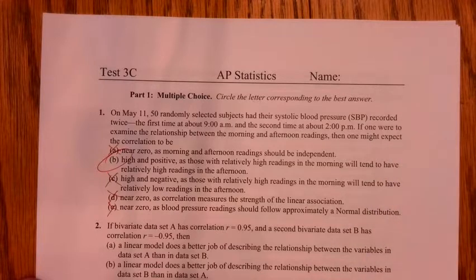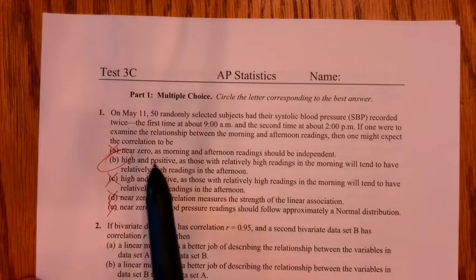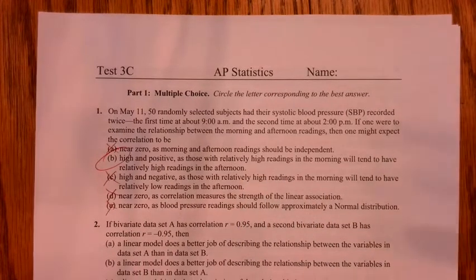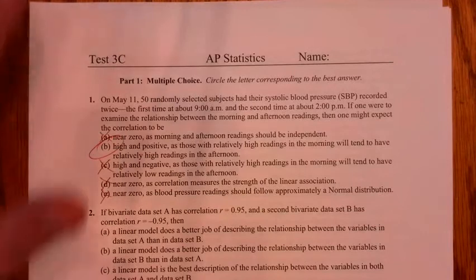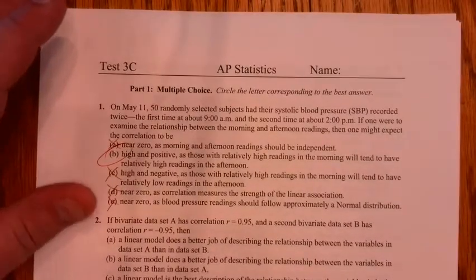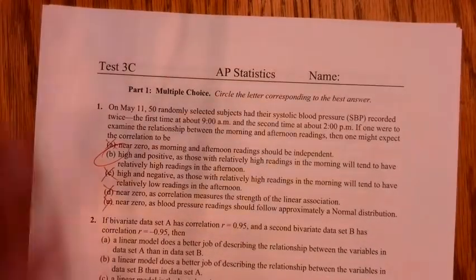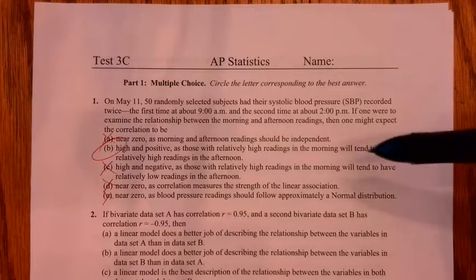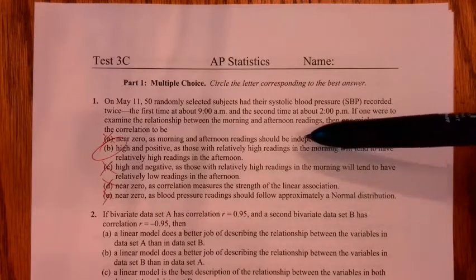So the correlation would be near zero. Morning and afternoon readings should be independent. They're not independent because a person with high blood pressure has high blood pressure. It's not variable. Well, I mean, anyway, your blood pressure doesn't magically change that much. So I wouldn't expect near zero.